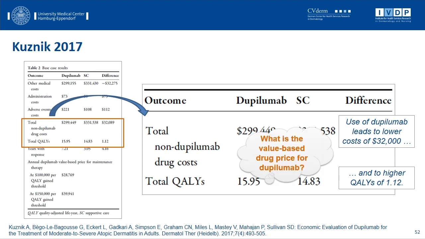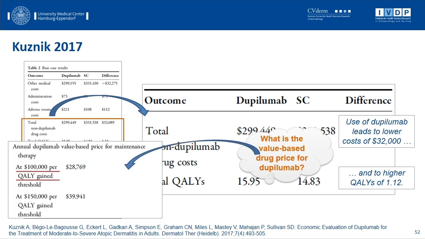Instead, the authors were interested in how high the price of dupilumab can be to still be considered cost-effective. So assuming you are willing to pay $100,000 per QALY gain, then dupilumab has to be under $29,000 per year. Or if you are willing to pay $150,000 per QALY gain, then dupilumab has to be around $40,000 per year.